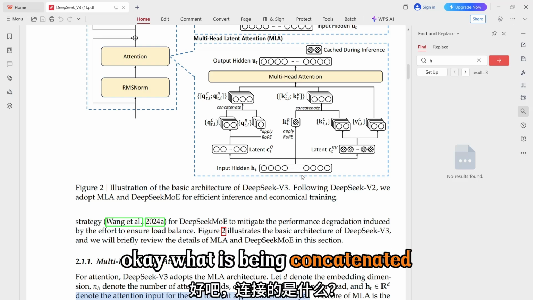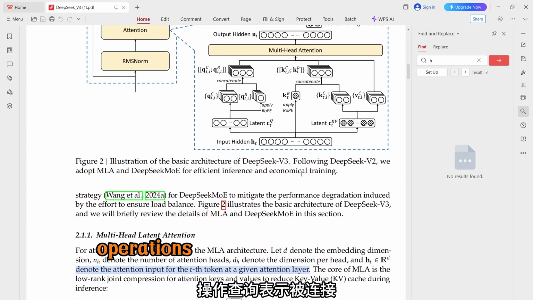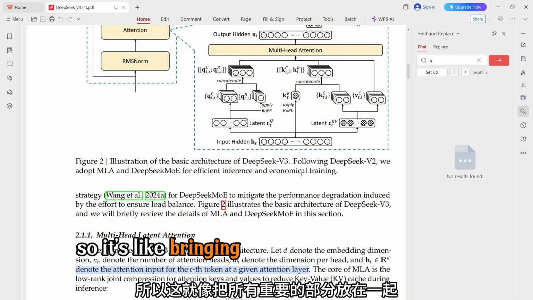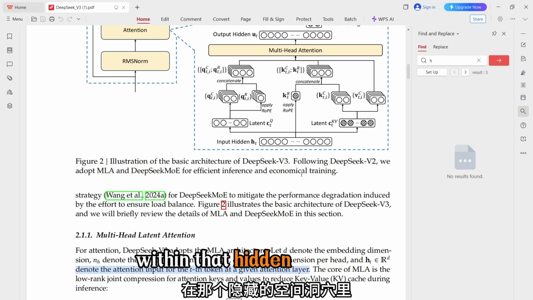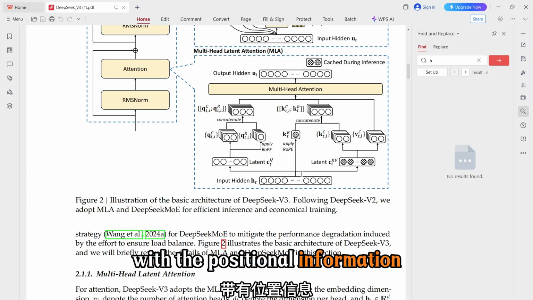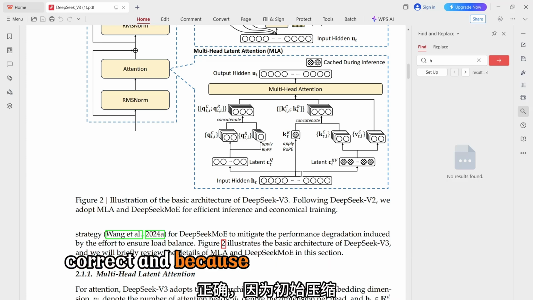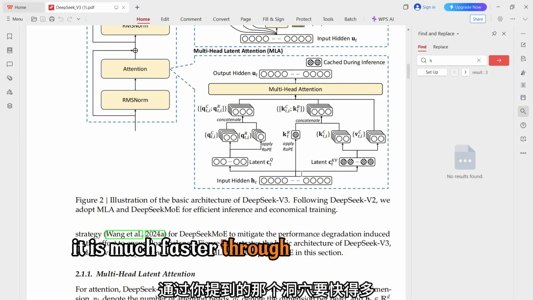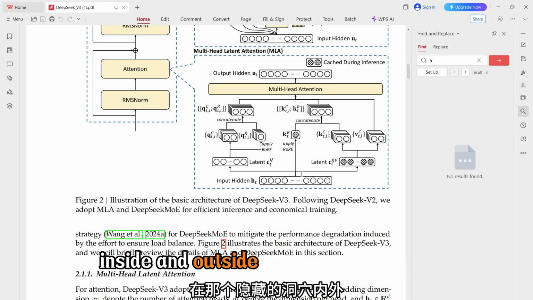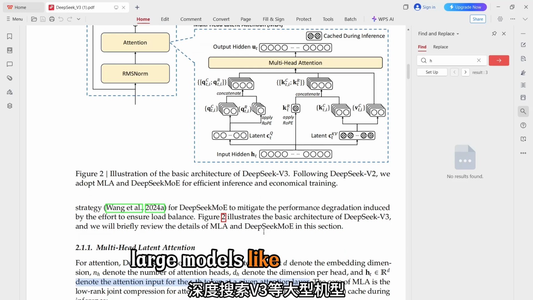What is being concatenated as it goes through the hidden space cave? The mechanism performs two major concatenation operations. The query representations are concatenated, and the key representations are also concatenated. So it's like bringing all the important pieces together within that hidden space cave. Yes, and these concatenations help combine the content with the positional information. And these concatenated representations are then used for attention calculation, right? Correct. And because of the initial compression, it is much faster through that cave. So MLA significantly cuts down on computational costs inside and outside of that hidden cave. Exactly. It optimizes the attention mechanism for large models like DeepSeek V3.